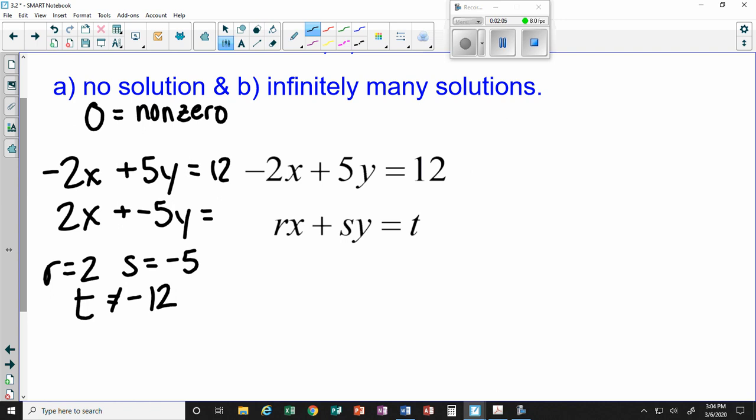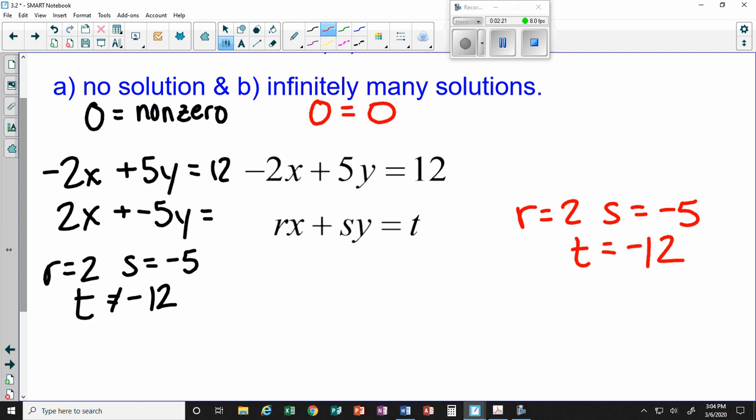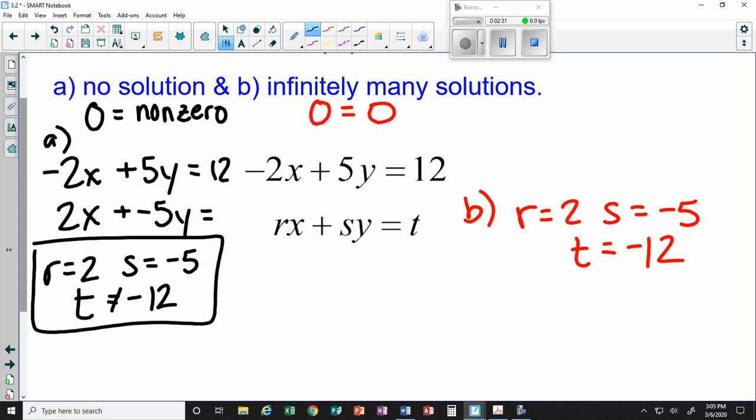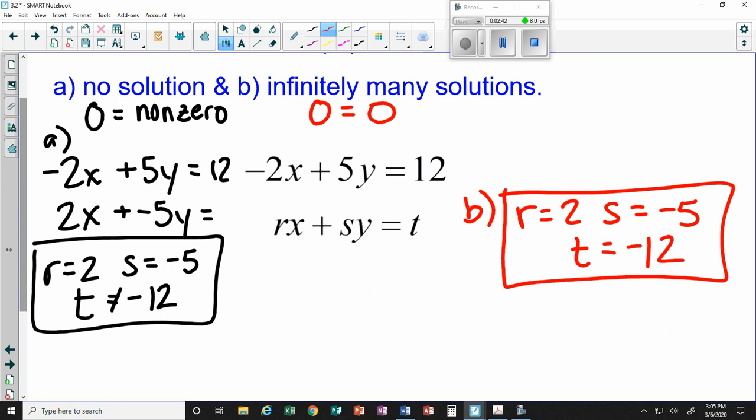Now, for it to be infinitely many solutions, the only difference is I have to get 0 equals 0. So R and S are going to stay the same. But now T has to be negative 12 to make it 0. So that's B. This was A. R and S have to be certain numbers. For A, T can be anything but negative 12. For B, R and S and T all have to be specific numbers.